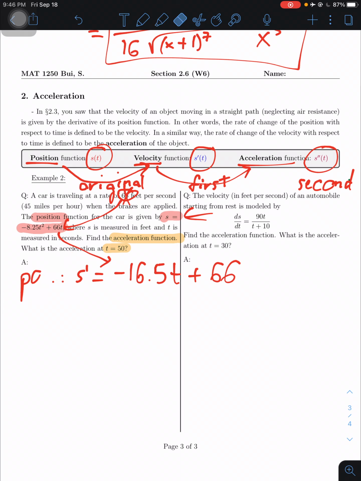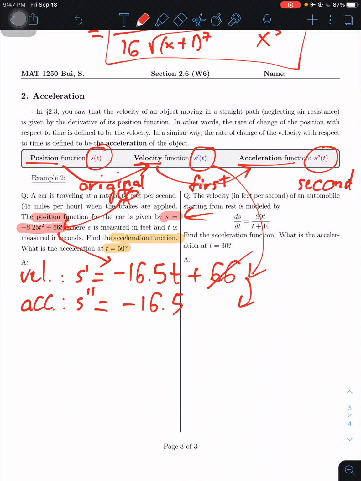What we just finished here is actually the velocity. This one is the velocity function, because it's s prime. To get the acceleration function, we have to take the second derivative of s. That means we take the derivative of this, and we end up with negative 16.5, because the 66 turns into a 0. This is the function, so we're done with this one.